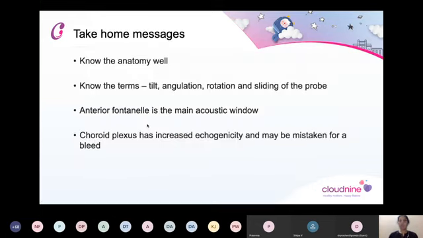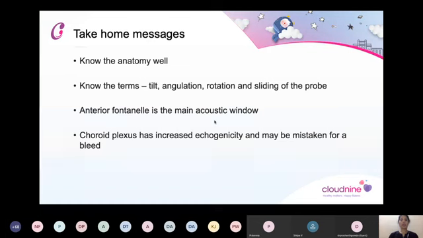Now, coming towards the end of my presentation, the take home messages would be: you make sure that you know the anatomy well. When you put the probe, you need to know what you're looking at. So make sure that you familiarize yourself with what you're looking at before you are able to identify abnormalities. Know the terms tilt, angulation, rotation, and sliding of the probe to understand how to move. In case somebody instructs you to move the probe in a certain way, you'll need to know how to do that to optimize your image.